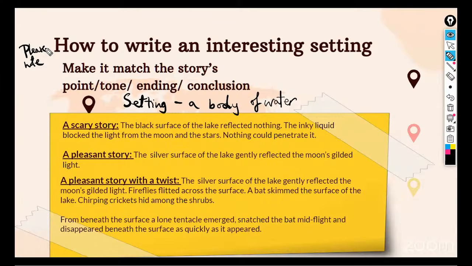So like for the first one, a scary story. Because my hand is tired, I'm not going to write all three sentences. I'm going to write the first sentence and the last sentence because that gives the idea. The black surface of the lake reflected nothing. And then nothing could penetrate it. Right? So you could shorten it, but make sure you don't lose the points if you do so.